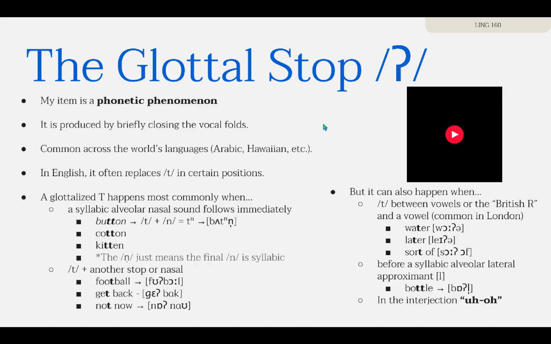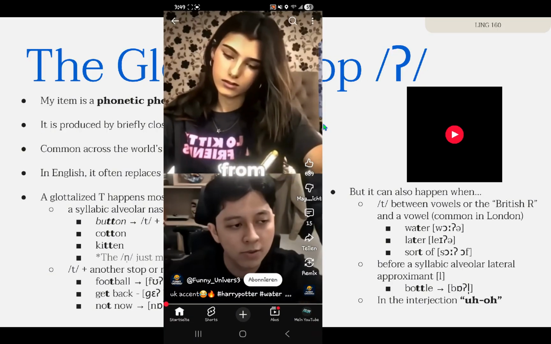But it can also happen when T is between vowels, or between the British R and another vowel, which is common in London accent. Since I don't particularly speak this variation of English, I'm just gonna let you listen to the examples.